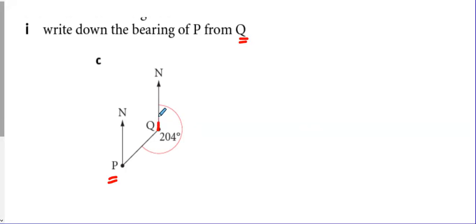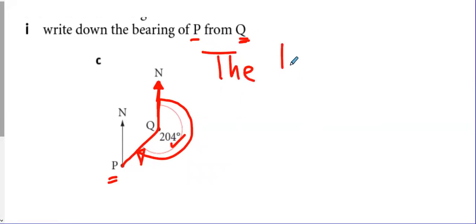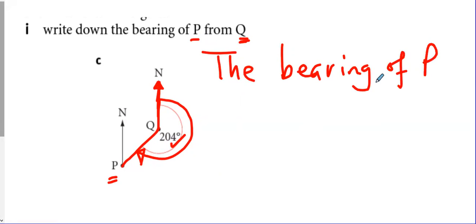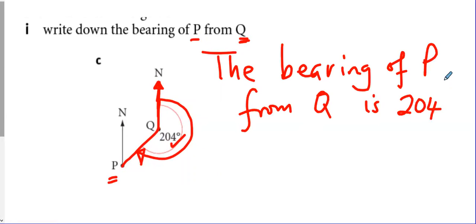So you go ahead on point Q and then draw the north direction like so, and it's done for you. Then the next step after drawing the north direction on Q is to connect P to Q using a straight line. Now the bearing is nothing but that angle from the north direction, which is here. So you just write here, the bearing of P from Q is 204 degrees.